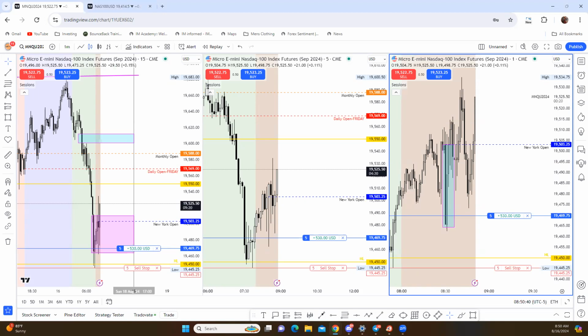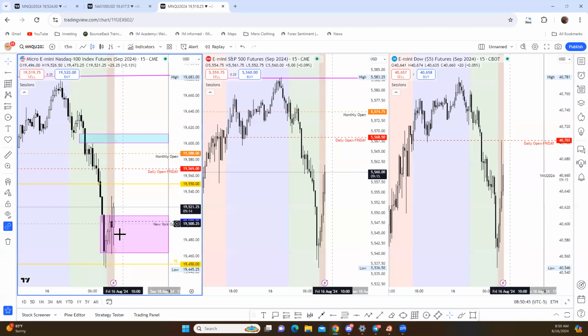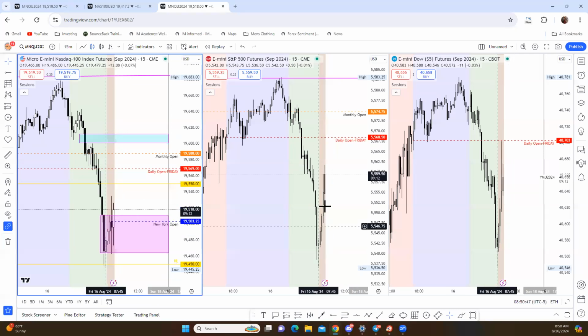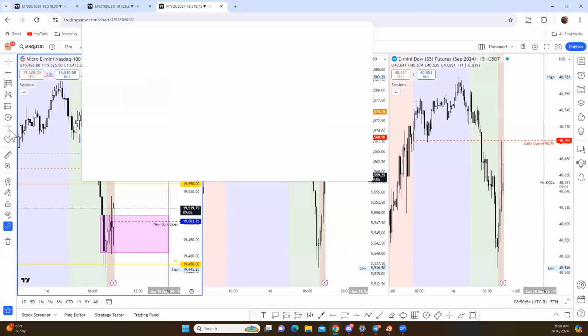ES just popped. YM's attacking the high of day. So I just want to bring that over here real quick. All right, now we're coming out of that accumulation. ES is rallying already. See how it's already kind of ahead. And then YM's got people stuck here at daily open.